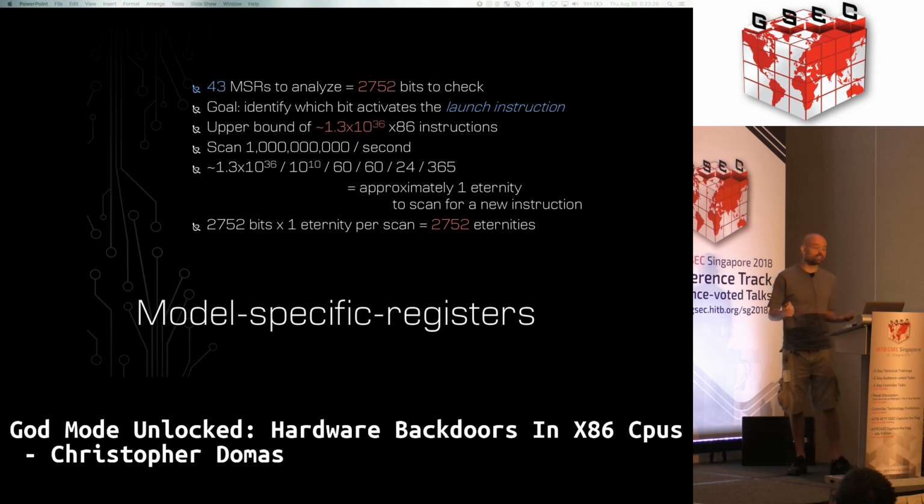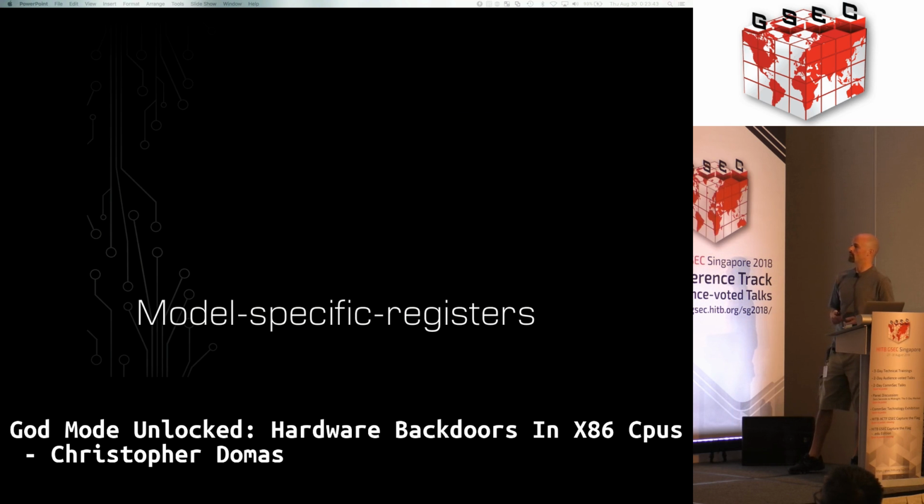But then we're not even dealing with just one scan. I've got 2,752 different bits to check. So I'd need to do 2,752 scans of the architecture to figure out which of these bits creates a new instruction. So obviously we don't have time. This is not a tractable problem at this point.